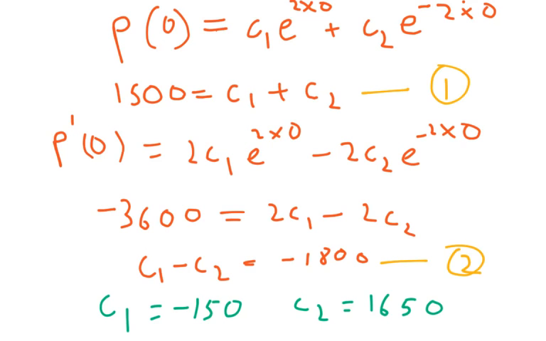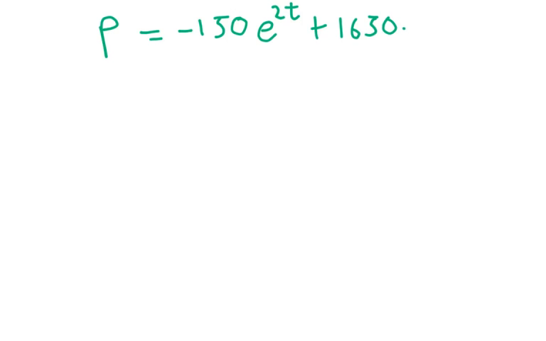So the equation for p, we can rewrite it as p is equal to minus 150 e raised to 2t plus 1650 e raised to minus 2t.